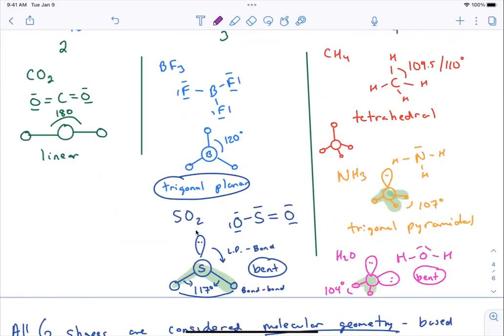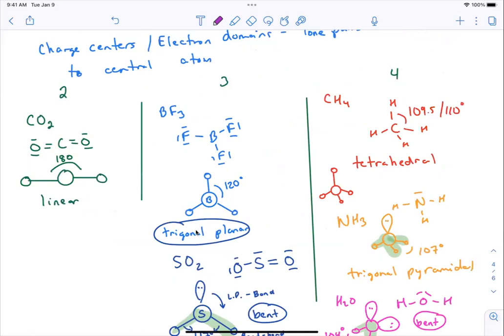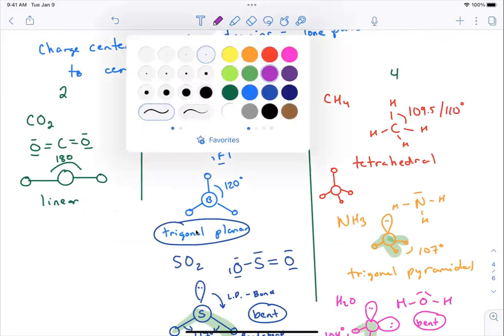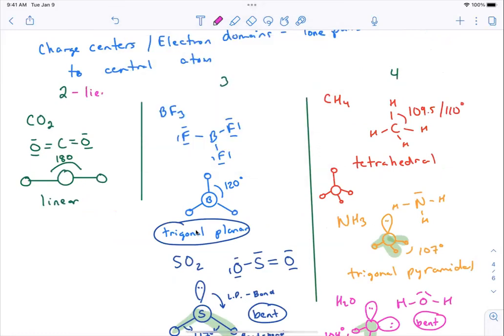Yes, correct. Let me add that to the notes here. If I were doing this, I would say two are all linear, three are all trigonal planar, and four are all tetrahedral for electron domain geometry. So we can add that in there. We're going to run a little bit over. We're going to do IMS very quickly, and then we'll take a break and we'll do HL.